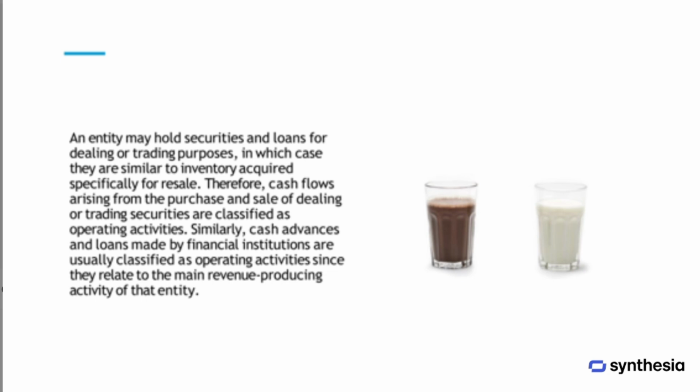An entity may hold securities and loans for dealing or trading purposes, in which case they are treated similarly to inventory acquired specifically for resale. As a result, cash flows from the purchase and sale of dealing or trading securities are classified as operating activities. Likewise, cash advances and loans provided by financial institutions are typically classified as operating activities as they relate to the entity's primary revenue-generating activities. This classification reflects the role of these transactions in the entity's core business operations.